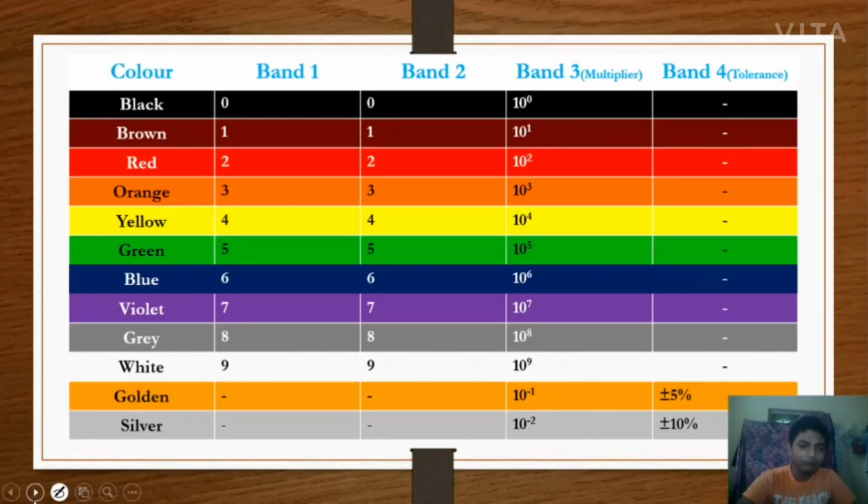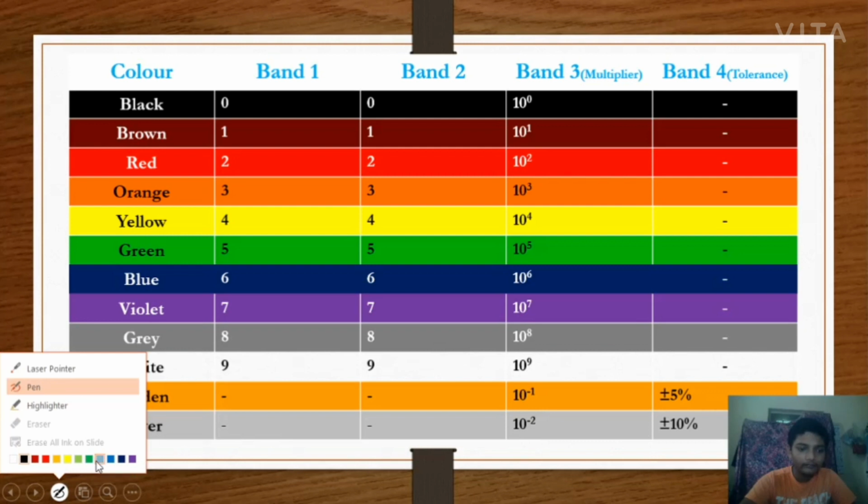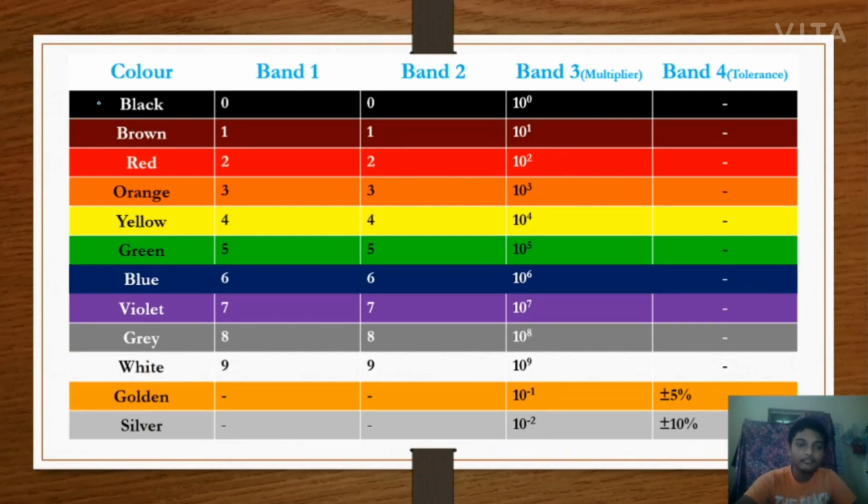This is the most important thing for finding out the values. This chart includes all the colors, and it has the band 1 value, band 2 value, band 3 value, and band 4 value. Band 3 is the multiplier, meaning the band 3 value multiplies the value from bands 1 and 2. Band 4 is the tolerance of the resistor.